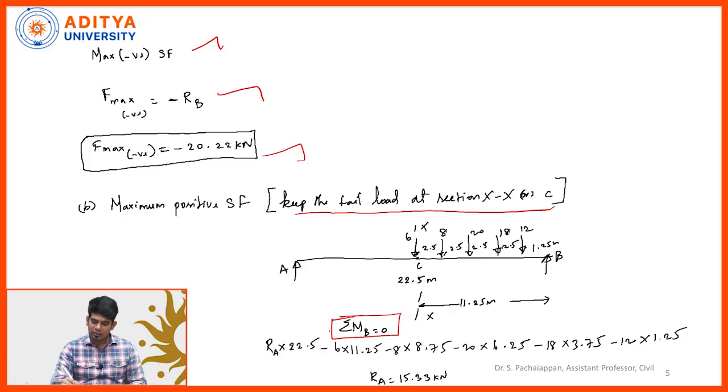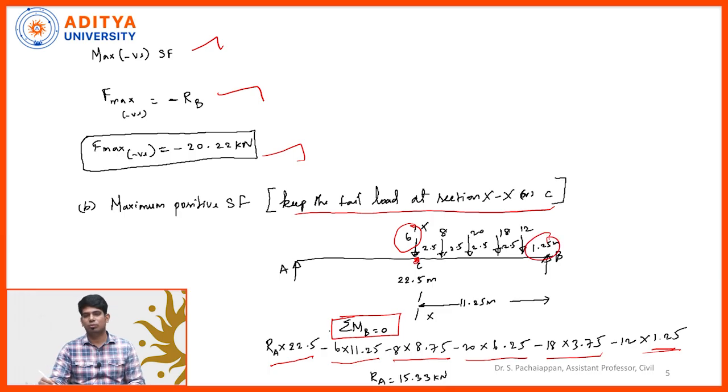So we know that the tail of the load, 6 kilonewton, is kept at the point C. So I am going to calculate the RA value. Load multiplied by perpendicular distance. So minus 6 into the remaining distance 11.25, minus 8 into the remaining distance 8.75, minus 20 into the remaining distance 6.25, minus 18 into the remaining distance of minus 12, and then minus 12 into the remaining distance 1.25. So finally I will be getting the RA value.